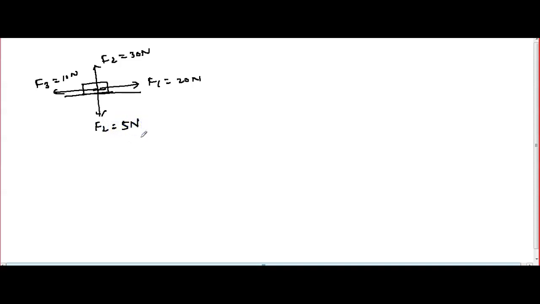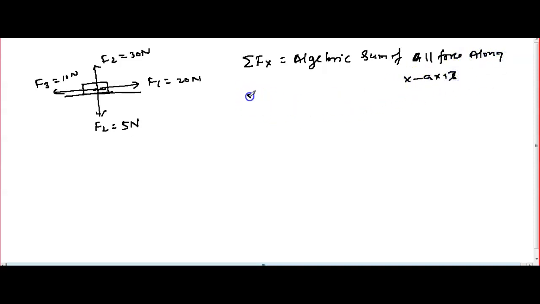So first what you have to find is the summation of Fx. Summation of Fx means the algebraic sum of all forces along the x-axis. Summation of Fx is equal to, we can write it here, this is 20, and this 30 is going in the opposite direction, minus 10, is equal to 10 newtons. If you want to consider this 10 as positive, then this one will be negative.